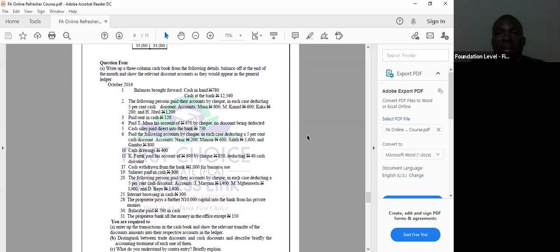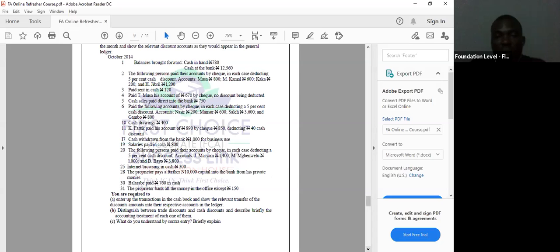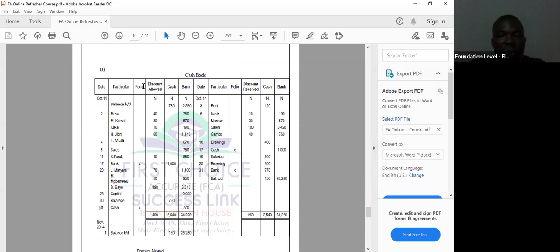The discount allowed will be on the debit side, while the discount received will be on the credit side. If you look at the solution here, let me show you what I'm talking about. Can you see the discount allowed is on this side, while the discount received is on this side? The discount received is on the credit side, the discount allowed is on the debit side. I will explain that also.